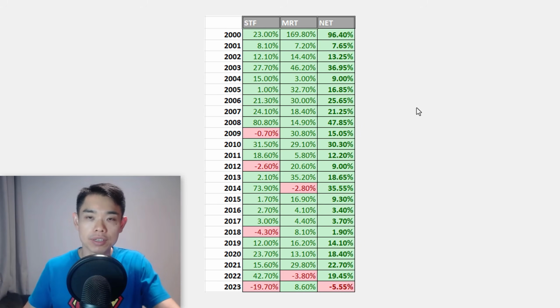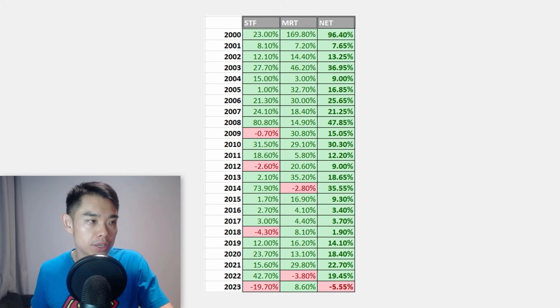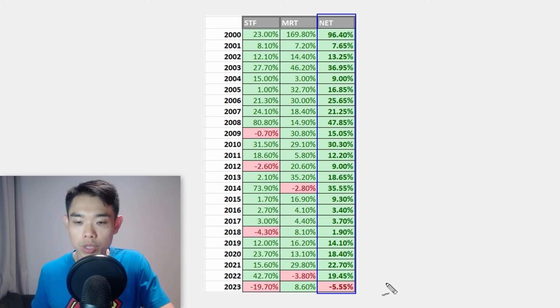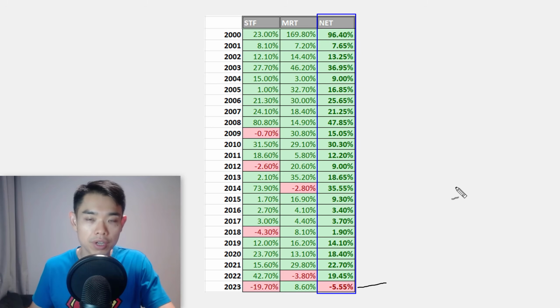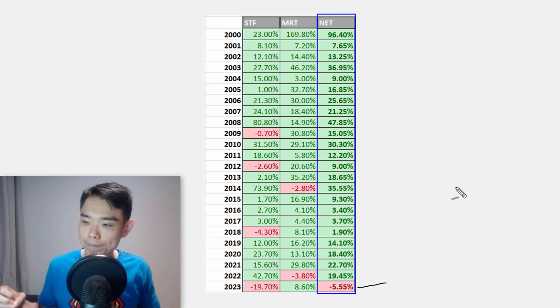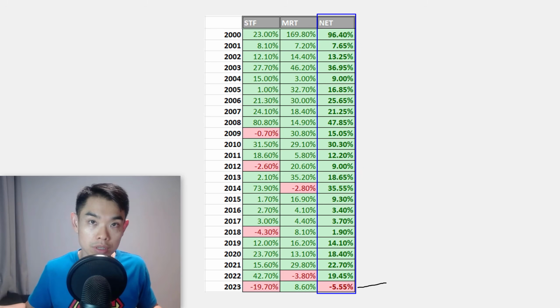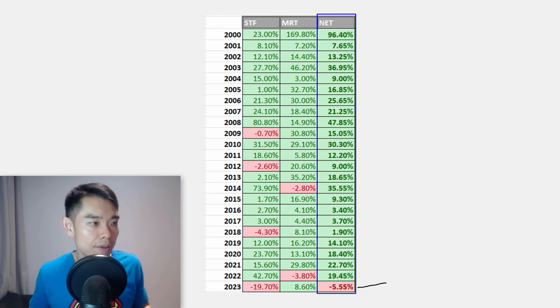Boom, look at this. If you look at this column over here, the column says net, you can see that you are profitable almost every single year, whether it's a bull market, a bear market, or even during a recession. The one year that you lost money is in 2023, down about 5% for the year. But the point I'm trying to make is that no trading strategy works all the time because market conditions change all the time. But when you have multiple trading strategies at your disposal, you have a good chance of making a profit almost every single year.